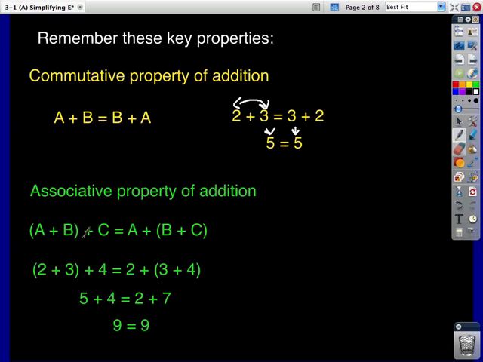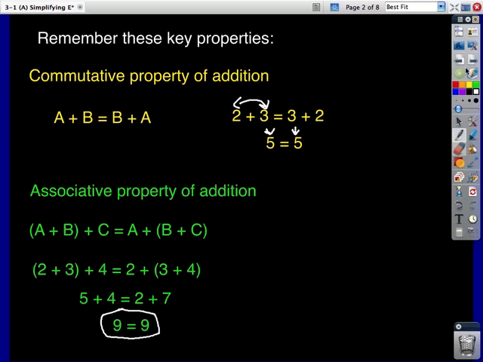It means that you can change the grouping. And the way I remember this is I think associative means like to associate with someone. So the A is sort of associating with B here, and the C is kind of left out of the group. And on the other side, the B is associating with C and A is left out, but they all equal the same thing. Now remember, parentheses generally means do me first. So 2 plus 3 is 5, plus 4 is the same thing as 3 plus 4 is 7, plus 2. You end up with the same thing at the end of 9 equals 9. So both of these properties mean that even if you group them differently or switch them around, you're going to get the same answer.